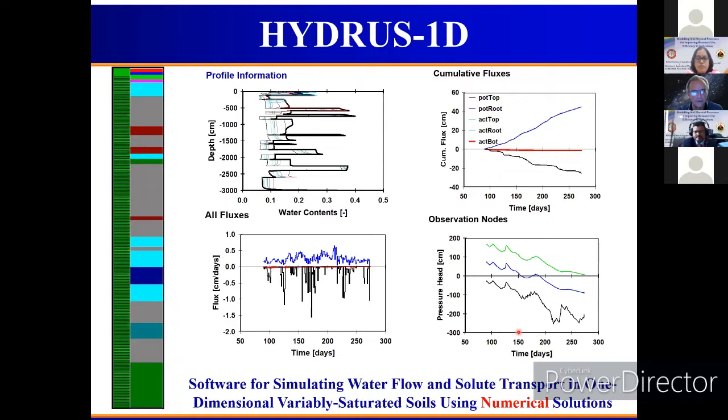This slide shows, on the very left, a relatively complex soil profile, layered and discretized in finite elements, and then various typical outputs of the model, such as variations of water contents with depth, different fluxes, actual and cumulative, and temporal series of different variables, such as pressure heads, water contents, and concentrations at different depths, and so on.